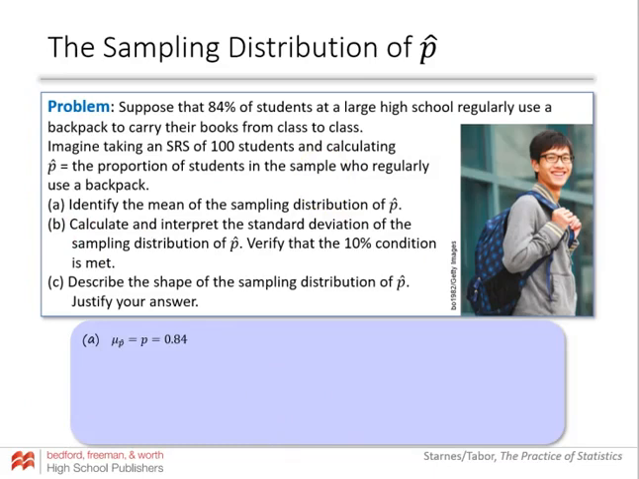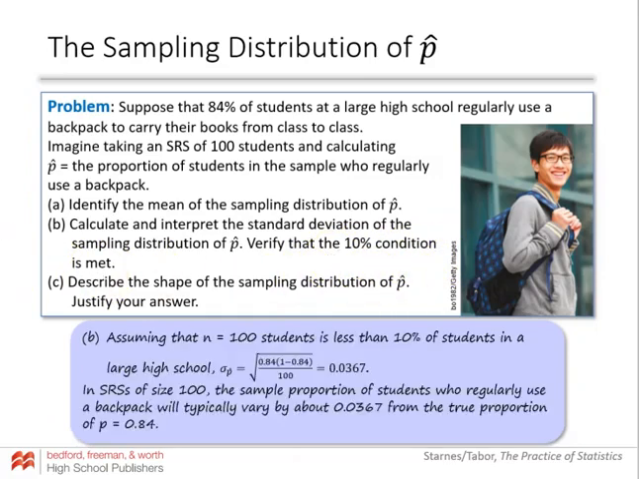Okay, if we're going to find the standard deviation, we have to verify that the 10% condition is met. So in an FRQ situation here, you need to write something like this. You need to show that you have taken into account that 10% condition. So assuming that n equals 100 students is less than 10% of the students in a large high school. So we're going to assume that 100 is less than 10% of the students in the school. Okay, that there are more than 1,000 students, but you have to write this, that you are verifying that 10% condition. All right, and so then the formula is the square root of p, 0.84, times (1 minus p) divided by n.